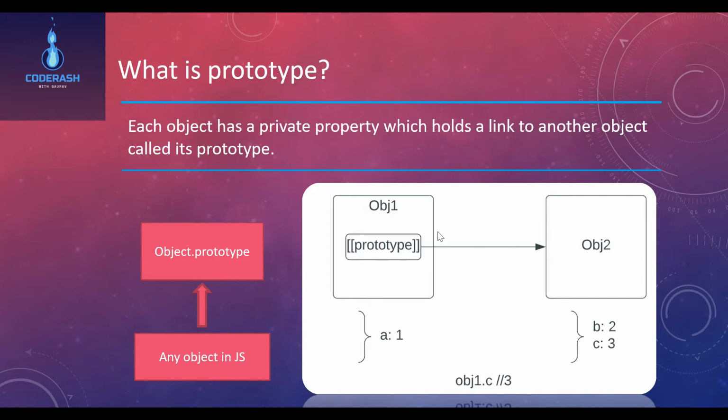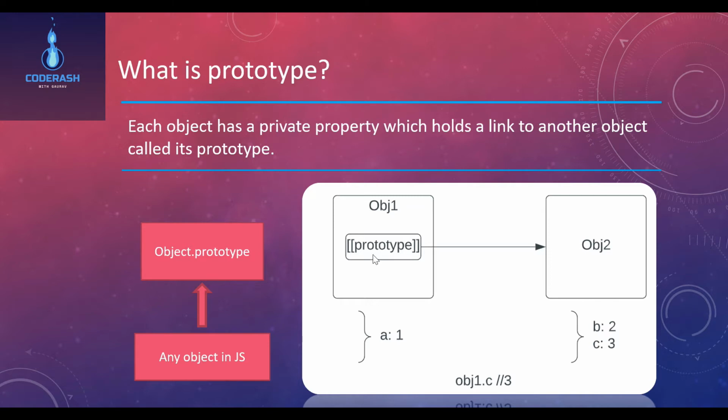Now consider this example. We have an object1 and its prototype is pointing to another object. Now this object could be Object.prototype from which everybody is inheriting or which everybody is pointing to. Otherwise, this could have been a custom object that you created, and we'll see in this video how we do that. So in this example, object1's prototype is pointing to object2.